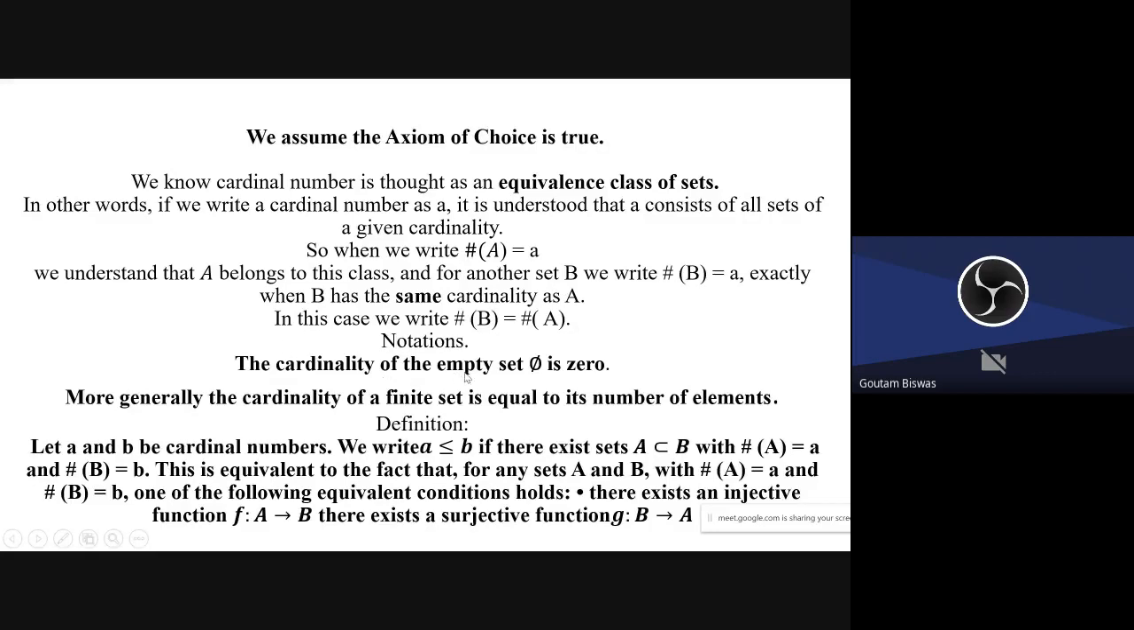The cardinality of the empty set phi is 0. Remember this. More generally, the cardinality of a finite set is equal to the number of elements. Now, suppose A and B are two cardinal numbers. We write A less than or equal to B. These are numbers, so there will be equivalent treatment with the set of natural numbers.